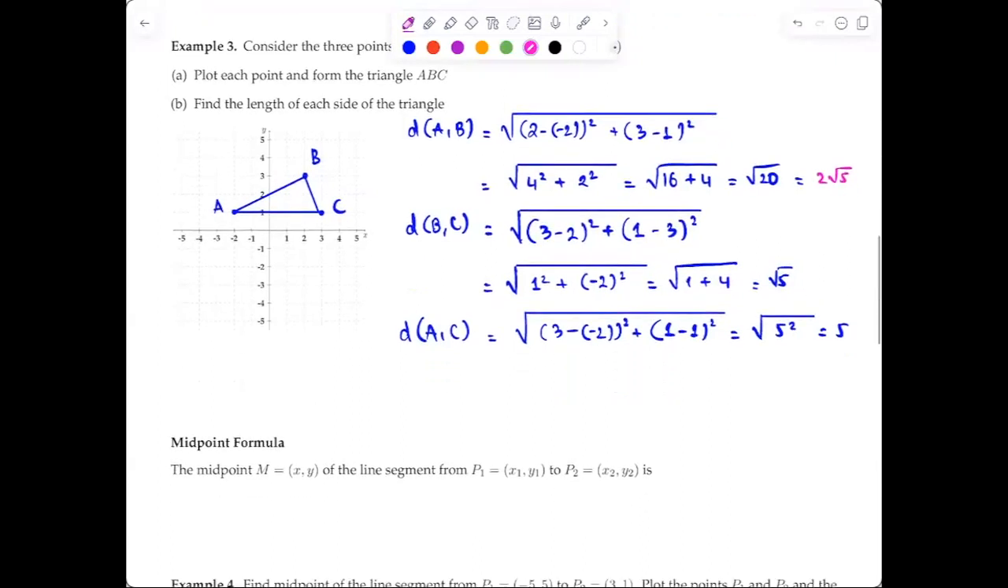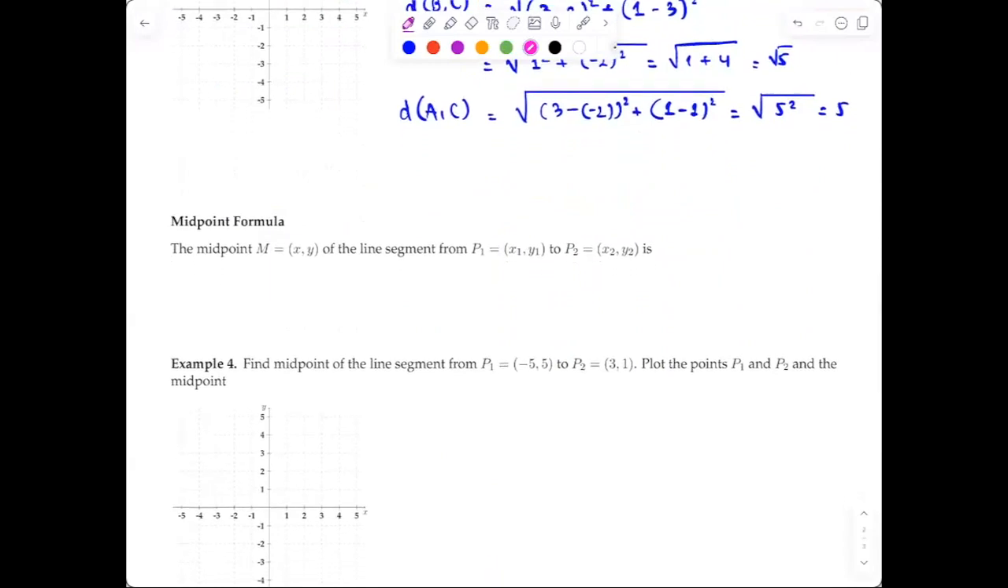Okay. So we're gonna move on to the second formula, which is the midpoint formula. All right. So given 2 points, you can connect the 2 points using a line segment, and then you can find the midpoint of the line segment. So the midpoint M of the line segment from point P1 to point P2 is given as M equal to x comma y equal to x1 plus x2 divided by 2. And the y component is y1 plus y2 divided by 2.